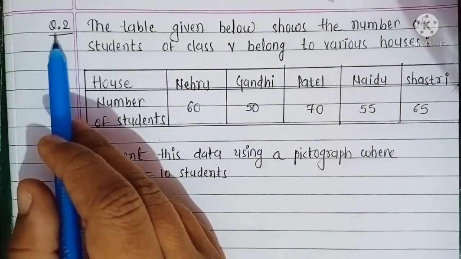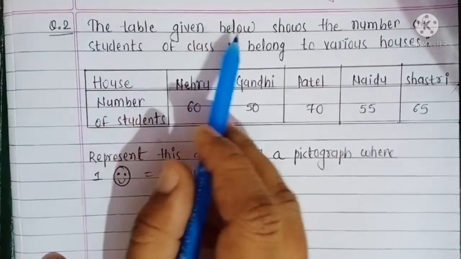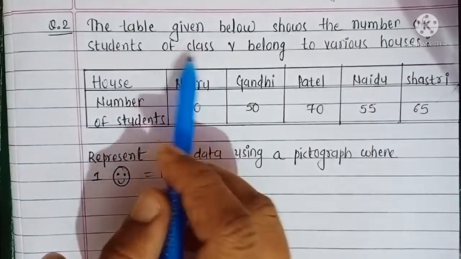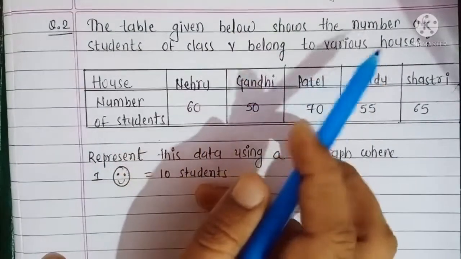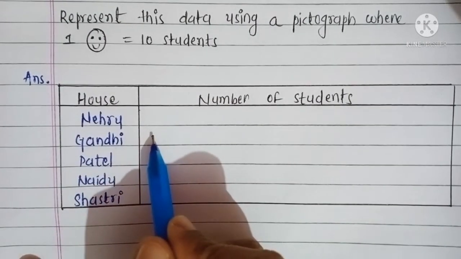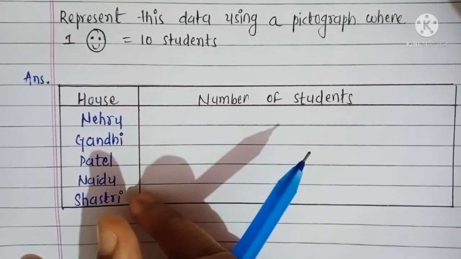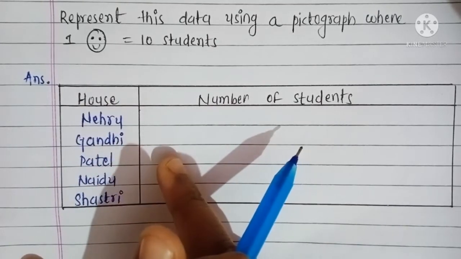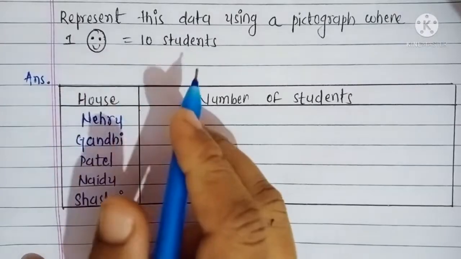Next, question number 2. The table given below shows the number of students of class 5 belonging to various houses. Represent this data using a pictograph where one smiley symbol is equal to 10 students. First of all, draw one table like this. Now we represent number of students by using this symbol.